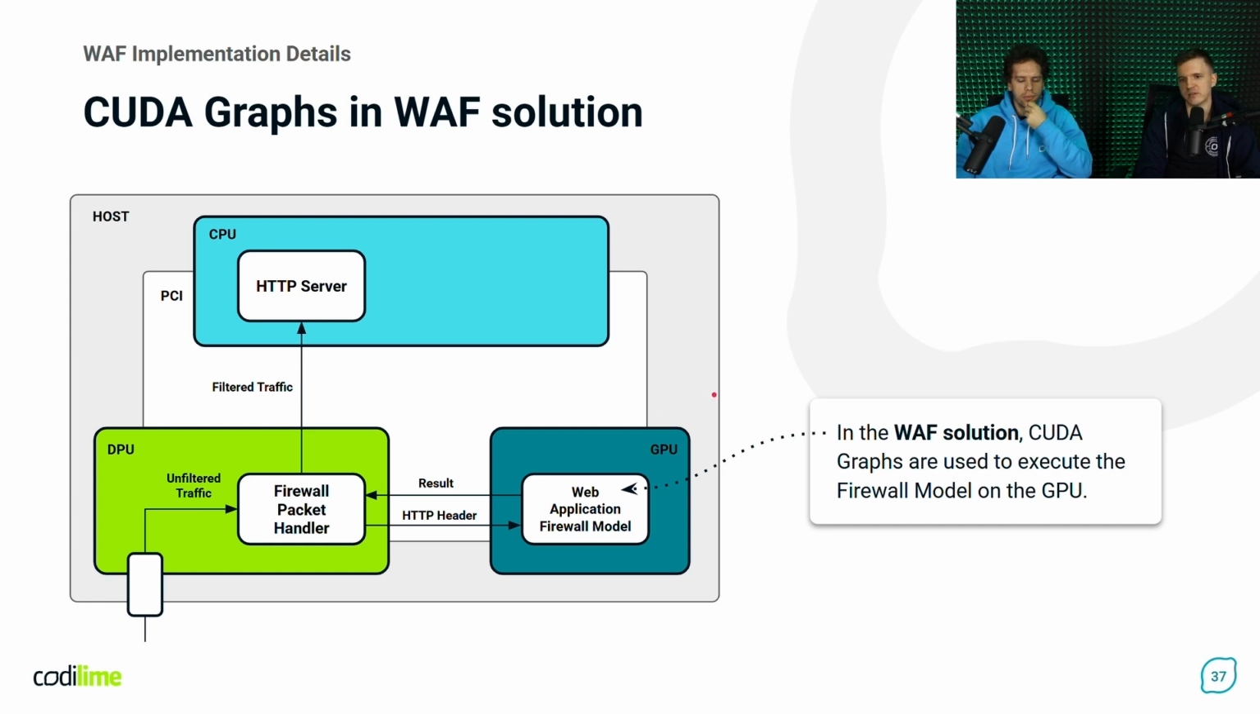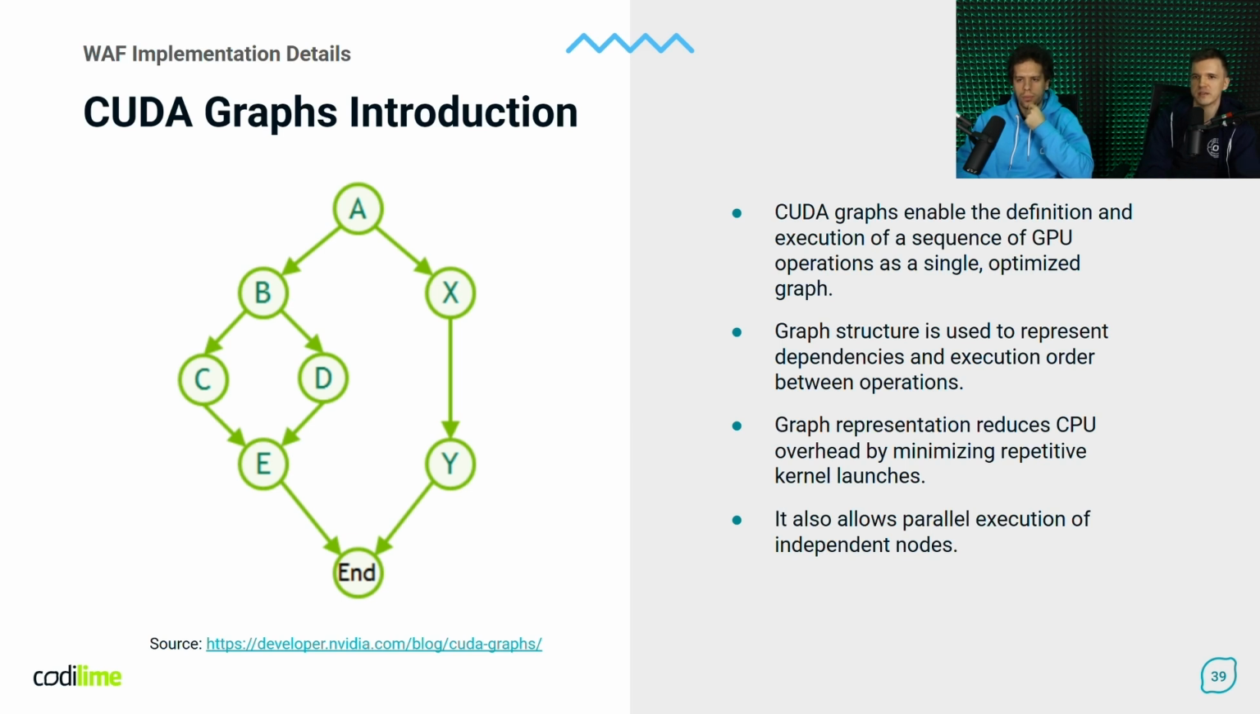The next thing I want to talk about is how we managed to run the web application firewall model without the CPU involvement, because typically it looks like this. The firewall receives a new packet, and then the CPU starts the firewall model that classifies this packet. But we managed to do it entirely on the GPU, so the CPU is not involved in any part of the firewall packet handling. To accomplish that, we used CUDA graphs, and a few words about them.